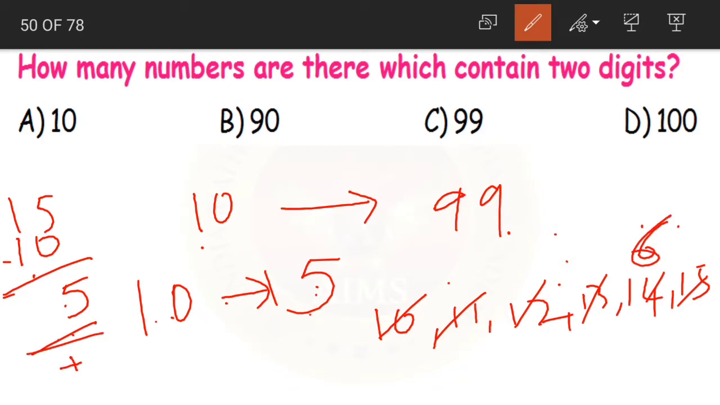So whatever the difference is, when I add 1 to it, I will get the total numbers from 10 till 15. Understood? From 10 till 15, if I subtract, the answer will be 5. But when I add 1 to it, then I will get the total numbers from 10 till 15. That is equal to 6.